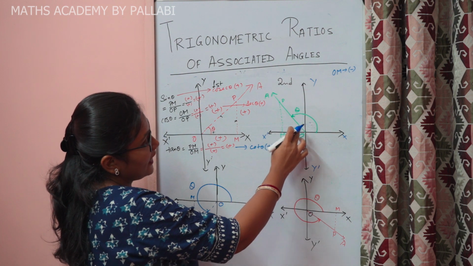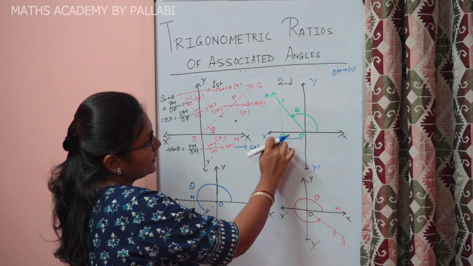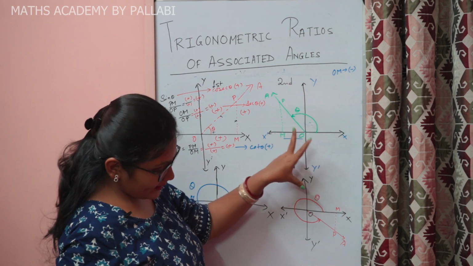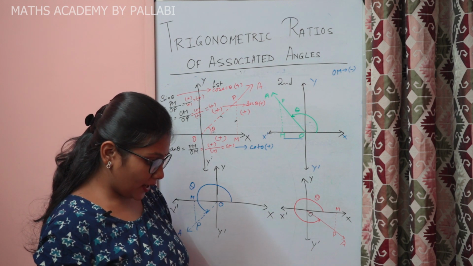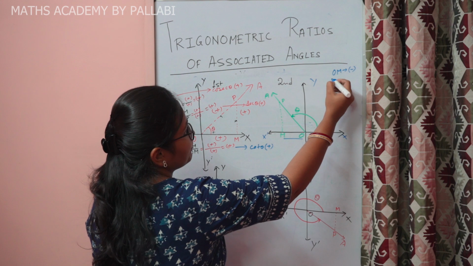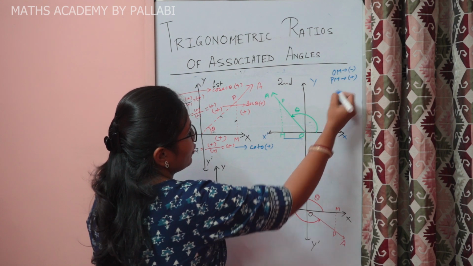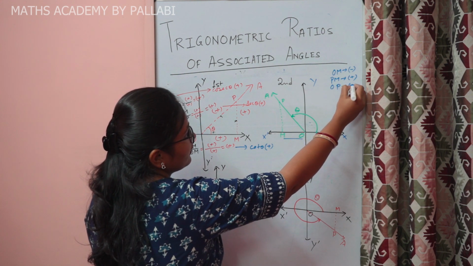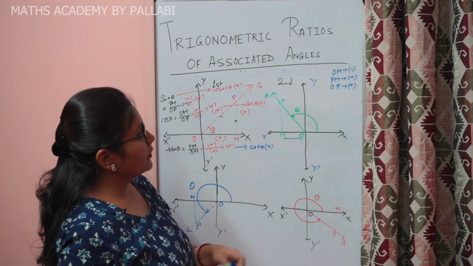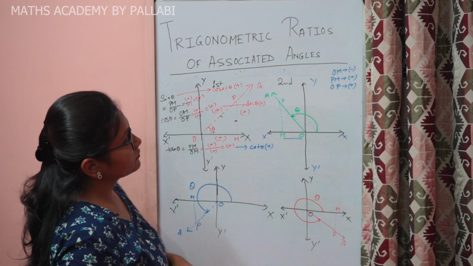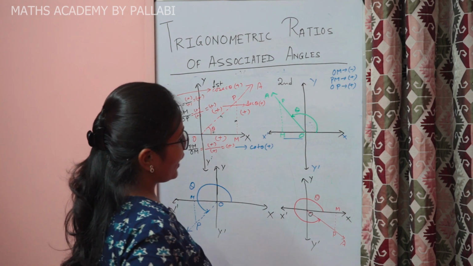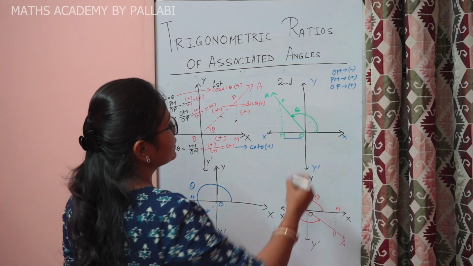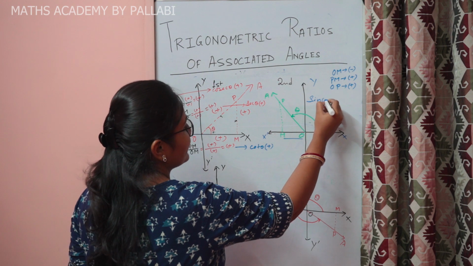Now you can see that your PM is the upper part of the y axis. So your PM will be positive. Now OP will be positive, since it is in the upper part of the y axis. So now you can conclude the sign of sin theta.